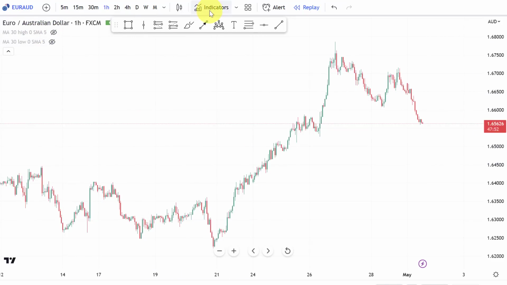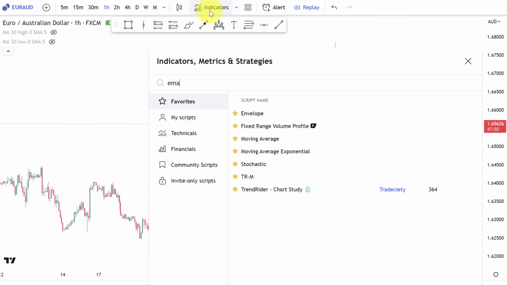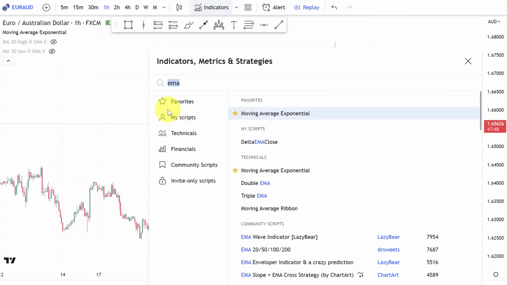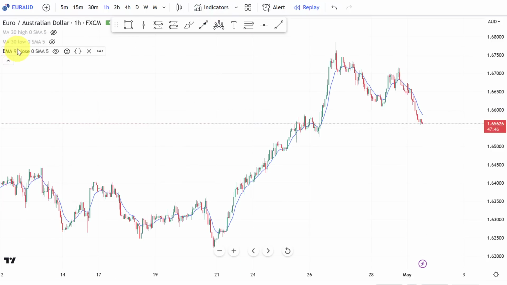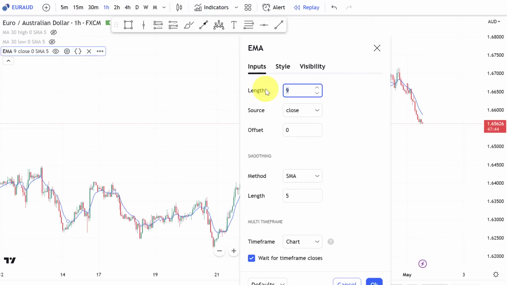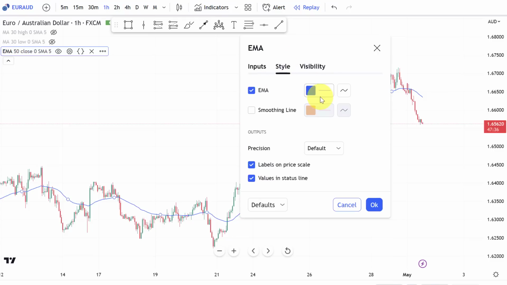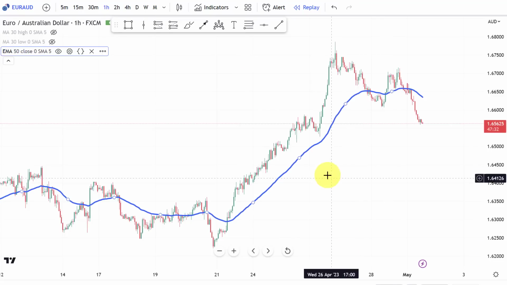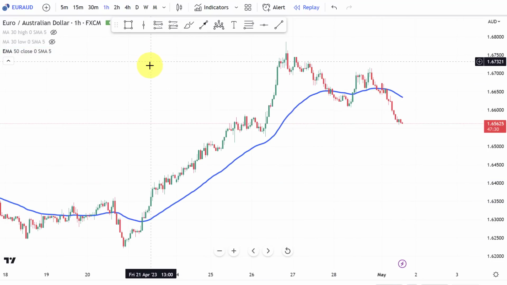And then for the regular moving average, you just type in EMA, and then you have a moving average exponential. It comes up as 9 periods by default. I just change it to 50. You can see this is now the EMA. You can choose to use smoothing as well, which I don't really typically use too much. I just leave it at the default. And now you have the 50 EMA on your time frame.